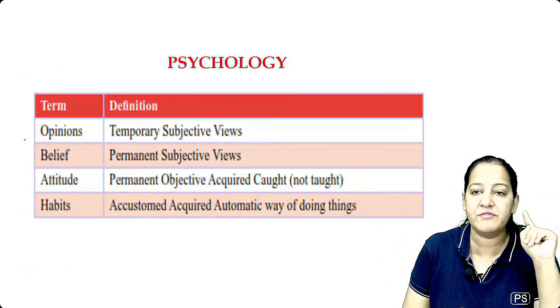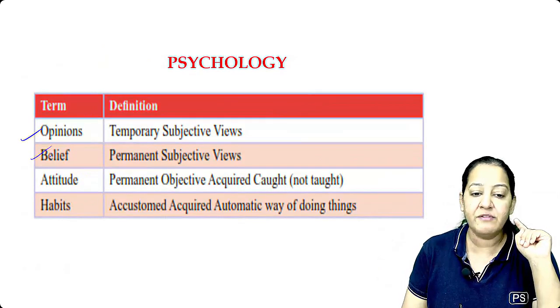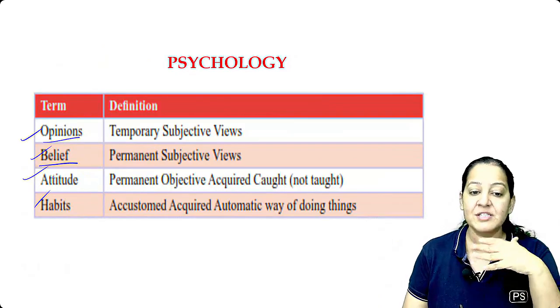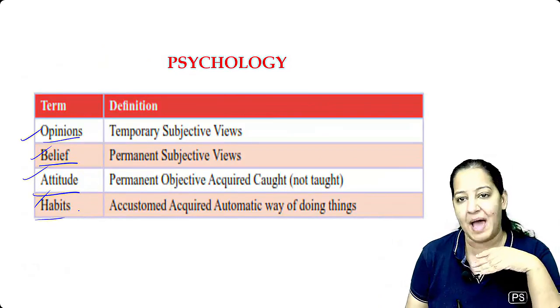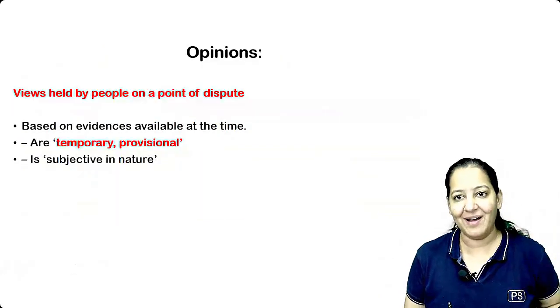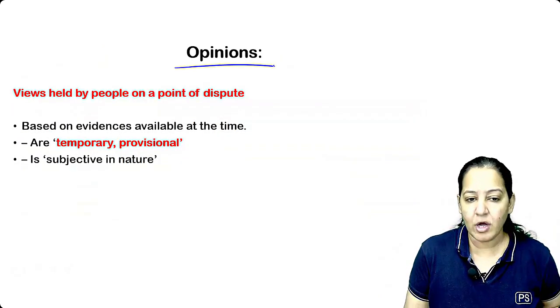Now I'm going to teach you the meaning of the fourth thing. Do you know what is the difference between opinion, belief, attitude, and habit? This is my opinion. This is my belief. This is my attitude, and this is my habit. So there is a difference between all four. I will try to explain.